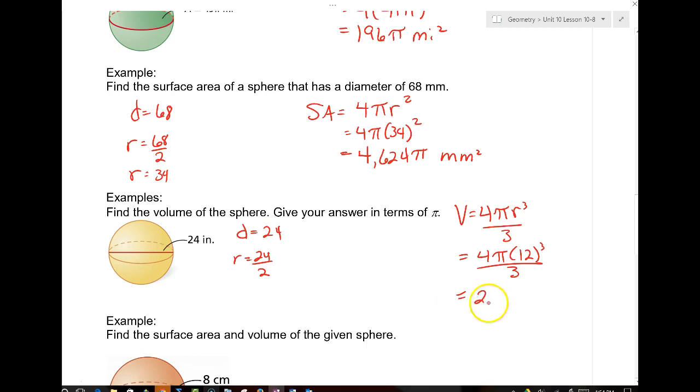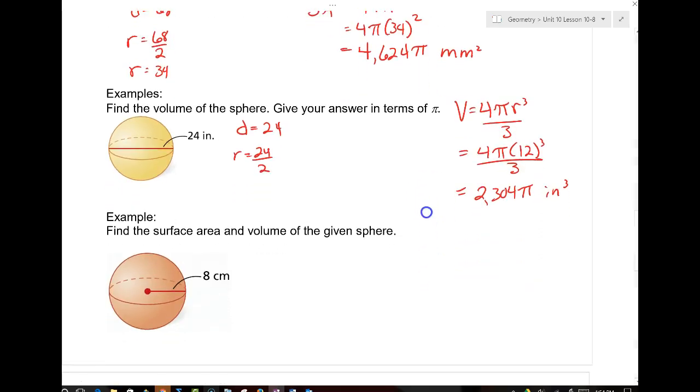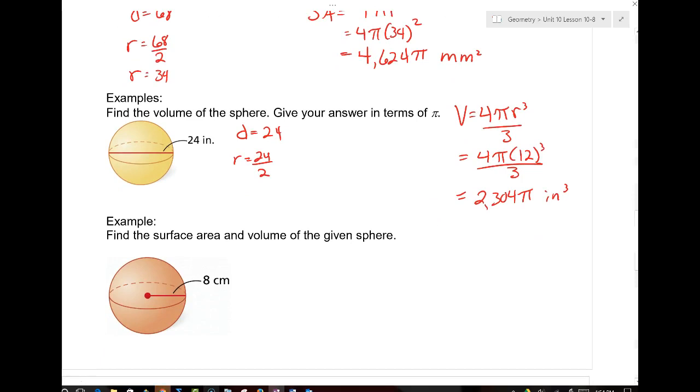All right, 2,304 pi cubic inches. Are you guys good with that? Are we good? Not good? Good. Fantastic. All right, you guys do the next one because this easily could show up on your test.